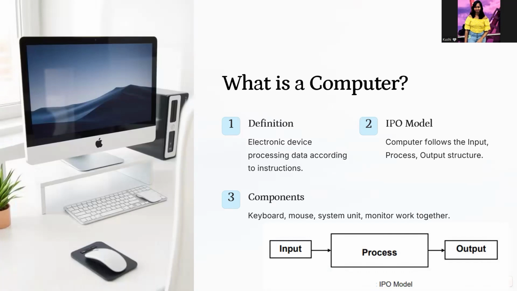Now let's talk about computers. A computer is an electronic device that takes in data, processes it according to instructions, and produces useful information. Think of it as a system with three main components: the keyboard and mouse for input, the system unit for processing, and the monitor for output. These components work together to perform specific tasks efficiently. Then we can see the IPO model: input, process, output.